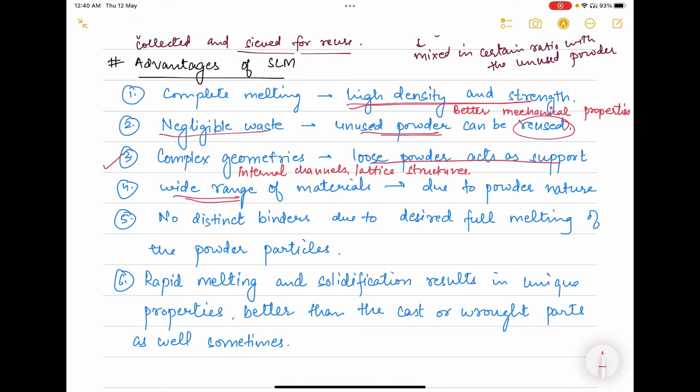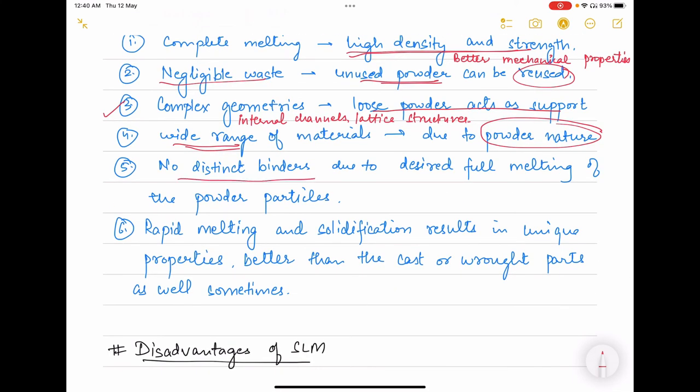We can use a wide range of materials because of the powder nature, and no distinct binders are required because there is full melting of the powder particles. So the melting doesn't require any external help. This melting can be done as soon as the temperatures are reached. Rapid melting and solidification results in unique properties, and these are sometimes better than the cast or wrought parts. Because of the rapid melting and solidification, we have a unique microstructure. It is very different from the ones that we have with cast or wrought.